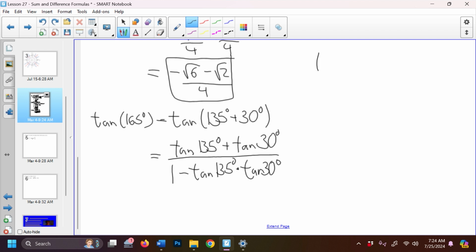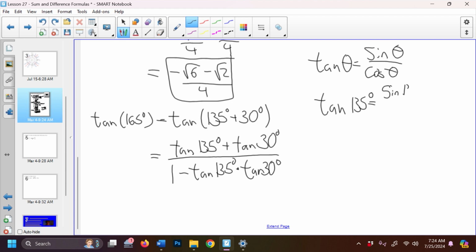Now, if you remember, tangent of theta is the sine of theta over the cosine of theta. So I'm going to calculate both the tangent of 135 degrees and the tangent of 30 degrees separately, and then we'll just plug in. So the tangent of 135 degrees will be the sine of 135 over the cosine of 135. And since the sine is square root of 2 over 2 and the cosine is negative square root of 2 over 2, this thing becomes negative 1.